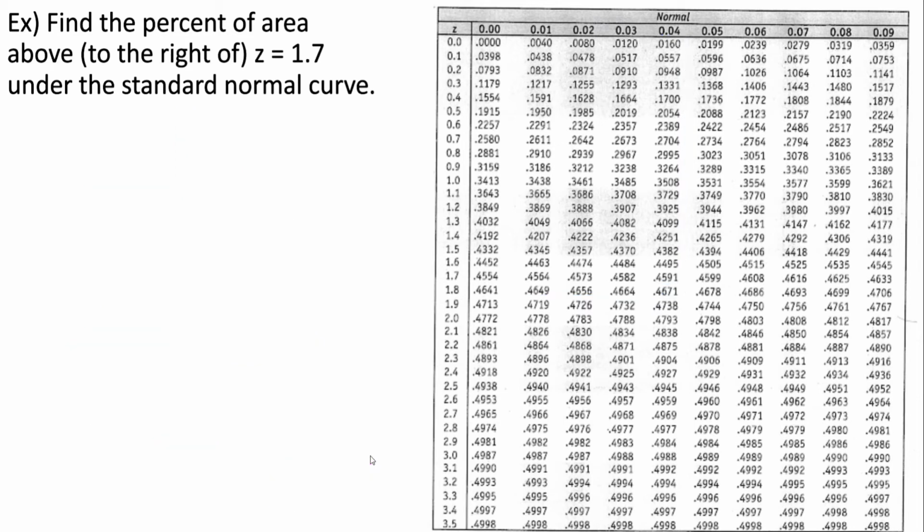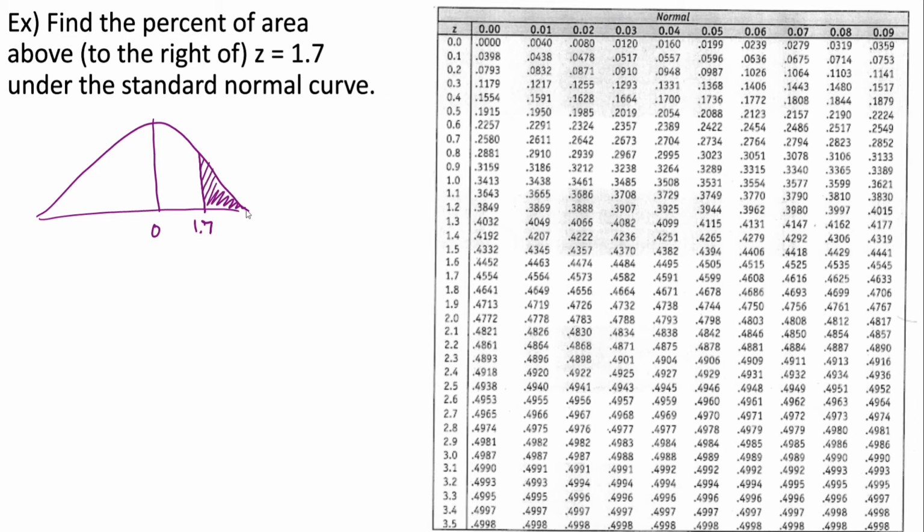Now let's look at another example. Here we want to find the percent of area above or to the right of z equal to positive 1.7. So the first thing we would do, draw this picture, mark our mean in the middle. Z equal to 1.7 is the other z-score they mentioned, so we need to mark that down. And we want to find the area above this, so that's this piece of area here.